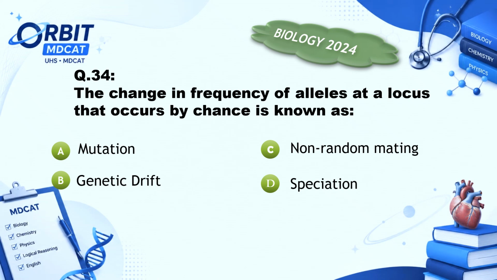Question number 34: the change in frequency of alleles at a locus that occurs by chance is known as A. Mutation, B. Genetic drift, C. Non-random mating, D. Speciation.